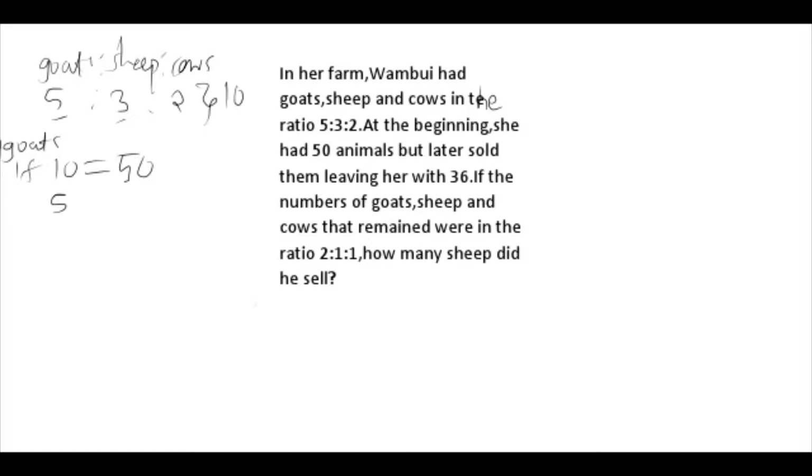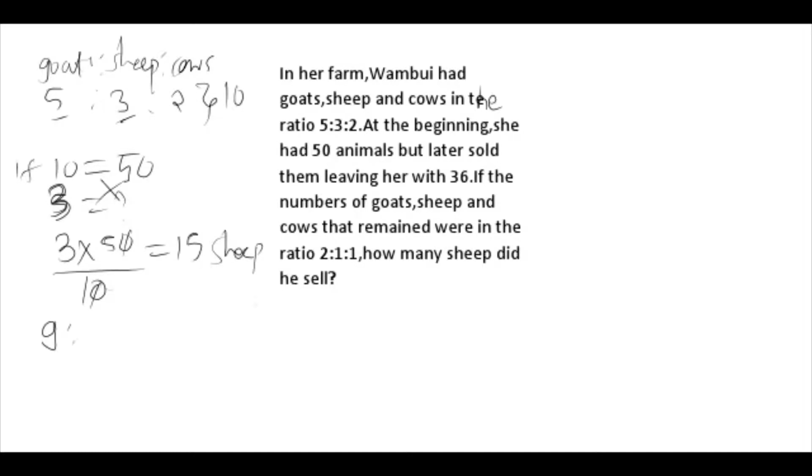In fact, we can just calculate the number of sheep, because our question needs the number of sheep that was sold. So what about sheep, which is 3? What will 3 give us? So we have 3 times 50 divided by 10. So 0 and 0 cancel to remain with 15. So we have 15 sheep. After selling, the ratio changes, so we have goats to sheep to cows as 2 to 1 to 1.